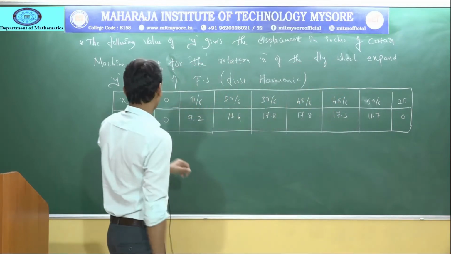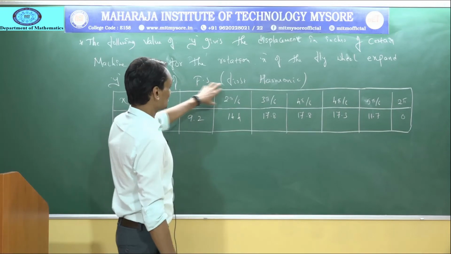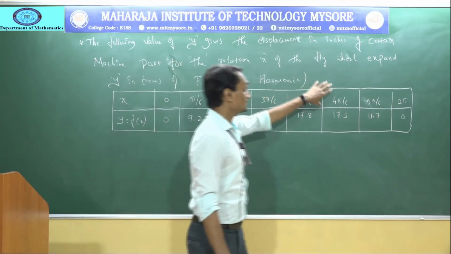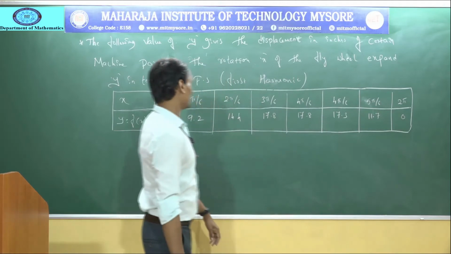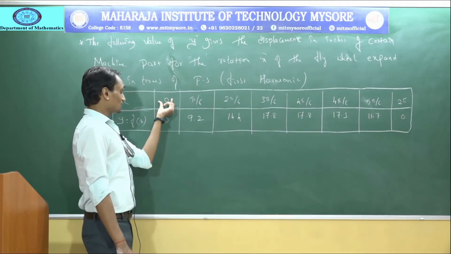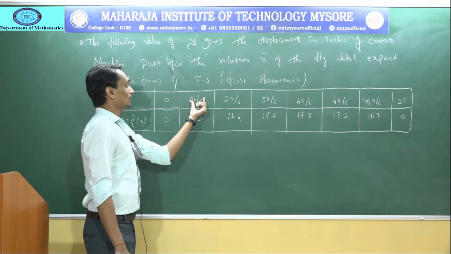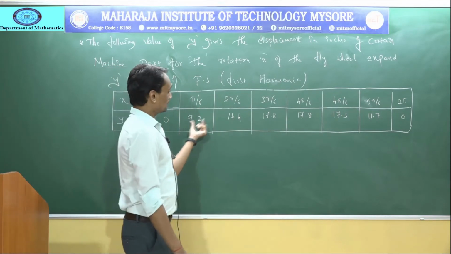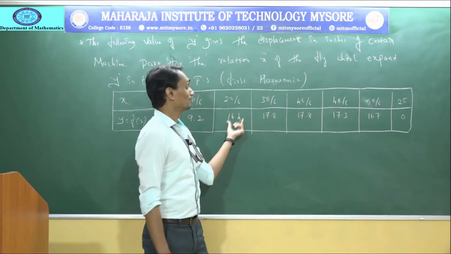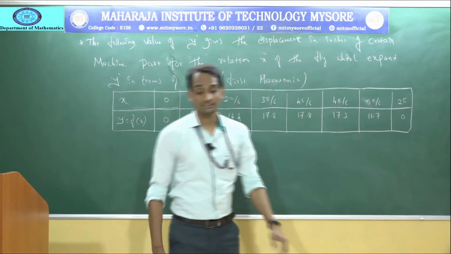Some of the x values and y values are given: x equal to 0, pi by 6, 2 pi by 6, 3 pi by 6, 4 pi by 6, similarly up to 2 pi. For x equal to 0 the y value, x equal to pi by 6 the y value, next 2 pi by 6 the y value, similarly up to 2 pi they are mentioned.